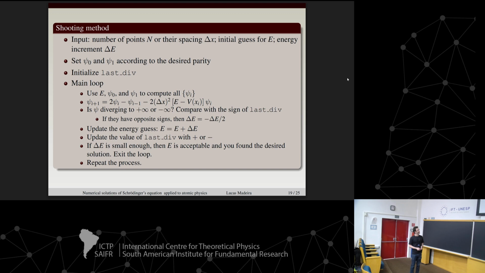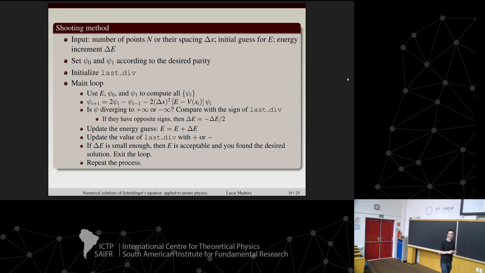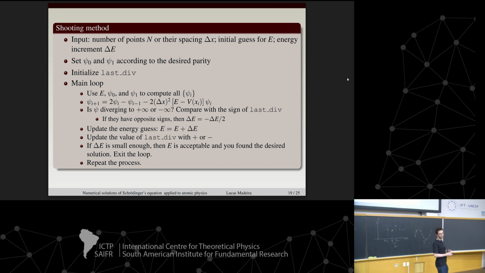Then I update my energy with the new guess, which is the old one plus delta E. And this delta E might be the one that I started with, or it might be one that keeps getting smaller and smaller. I update the last div with a plus or minus sign, meaning is it blowing upwards or downwards? If delta E is small enough, I say, okay, this value of the energy is acceptable within my tolerance, and I stop this loop. Otherwise, I repeat this process.